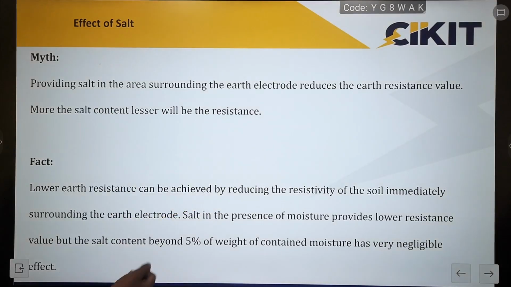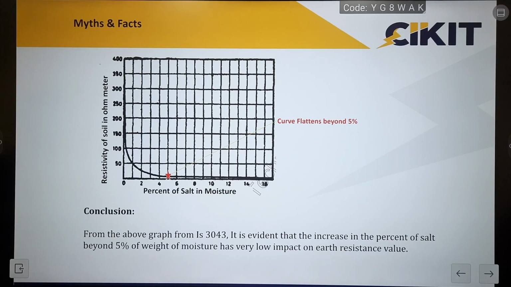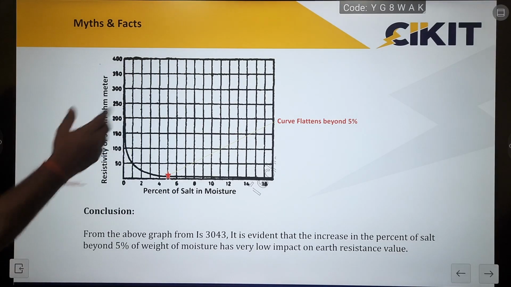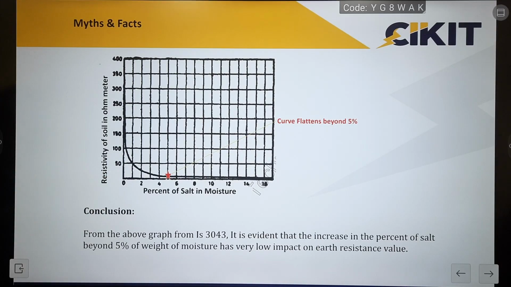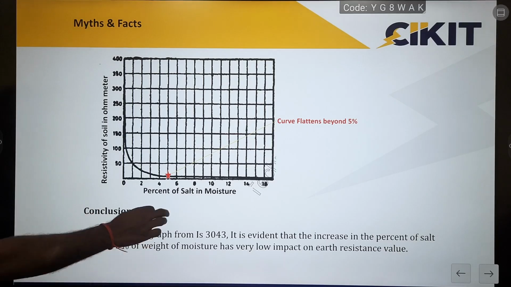The same is applicable for salt also. After 5% of salt, even if I increase the salt content, there won't be much effect. But if I increase the salt content continuously, it will result in corrosion. It will reduce the lifetime of the earth electrode because the corrosion will be higher if I increase the salt content. So the salt content has an effect only up to 5%. The 5% is the saturation point for salt.